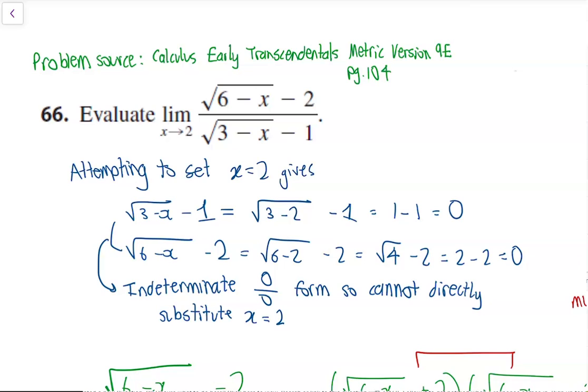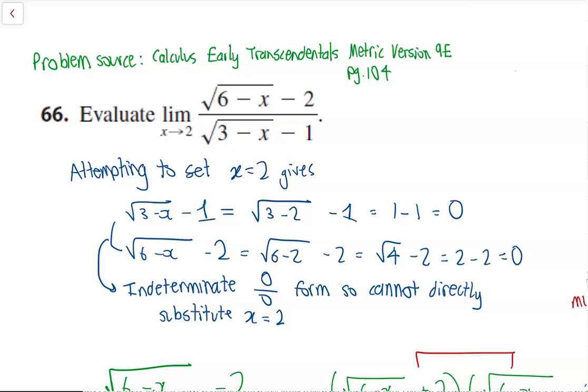In this problem, we'll be having a look at the following limit, which involves some square roots. So we have to find the limit as x goes to 2 of the square root of 6 minus x minus 2, divided by the square root of 3 minus x, and then minus 1.